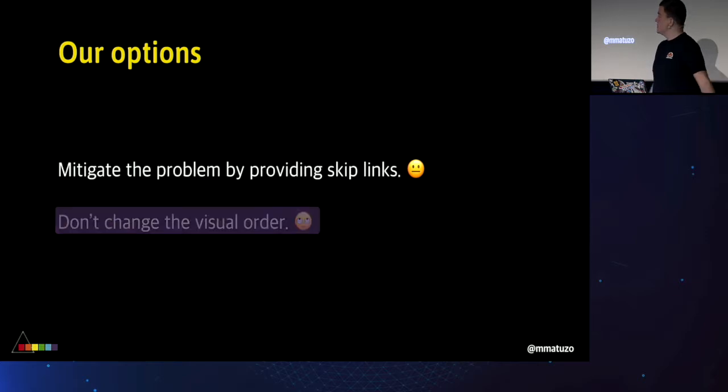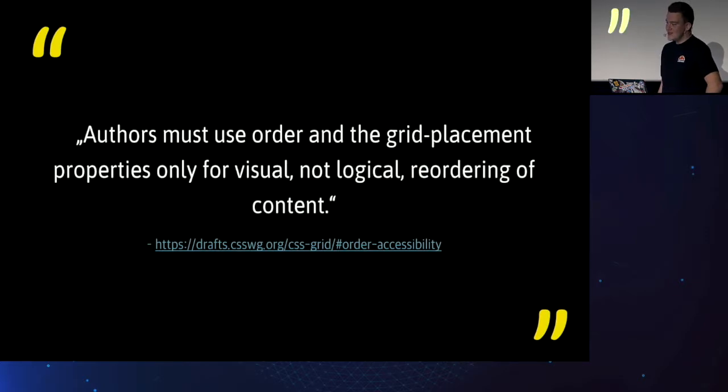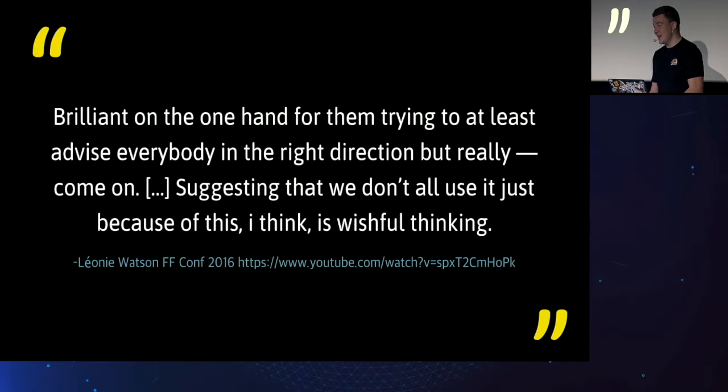Or another thing we could do is we could just not change visual order. That's actually what the CSS working group or the W3C suggests. They say authors must use order and the grid placement properties only for visual, not logical reordering of content. Yeah, that's really nice of them, but we can do it, we will do it, because we have a lot of possibilities in Flexbox and especially in grids. And sometimes we have to change order.